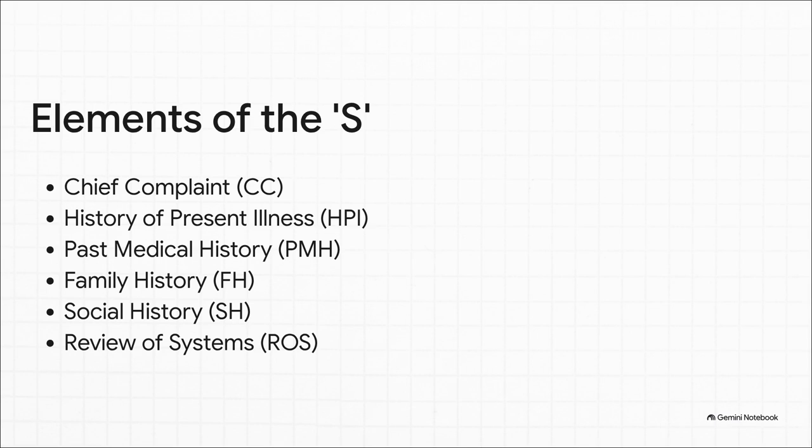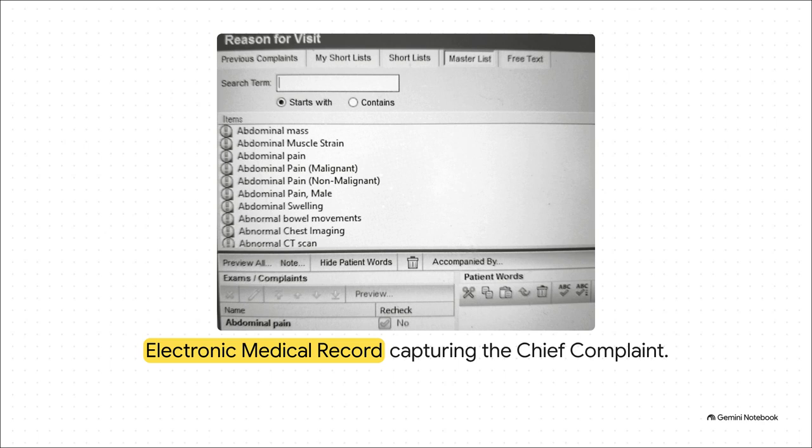Then the history of present illness, the HPI, giving us the chronological story of the problem. That's followed by pertinent past medical, family, and social history. And finally, a targeted review of systems, or ROS, to catch any other lingering symptoms. As CDI professionals, we really rely on these specific elements to make sure the clinical picture is complete and compliant. But capturing this isn't always as simple as just typing out a story.